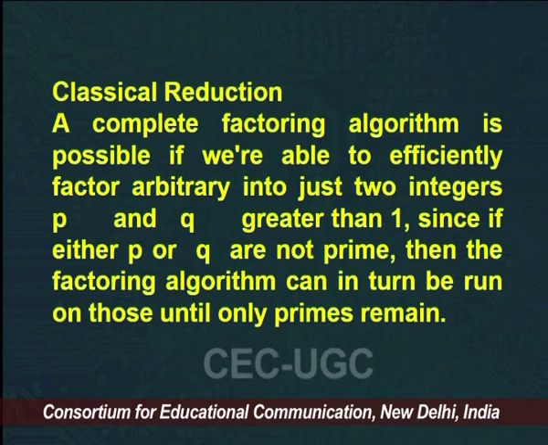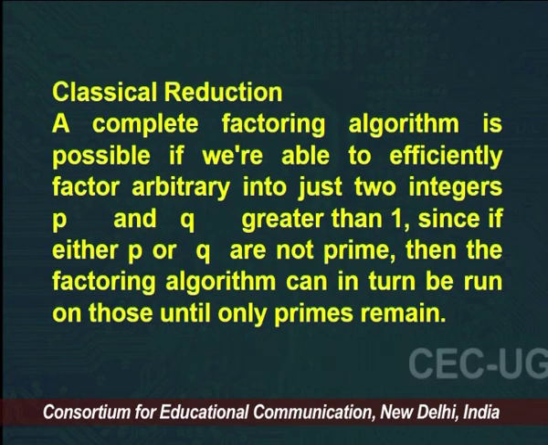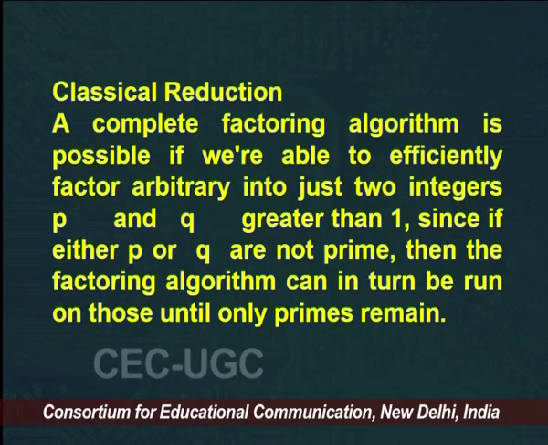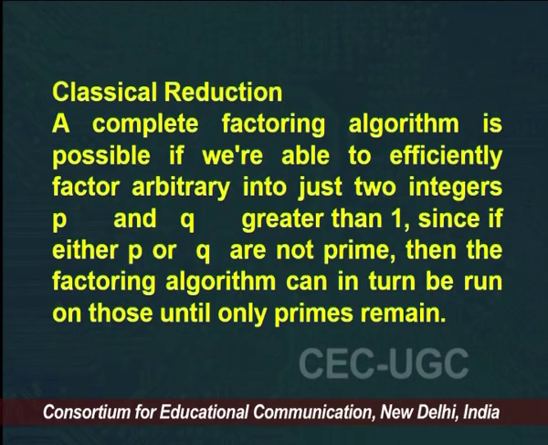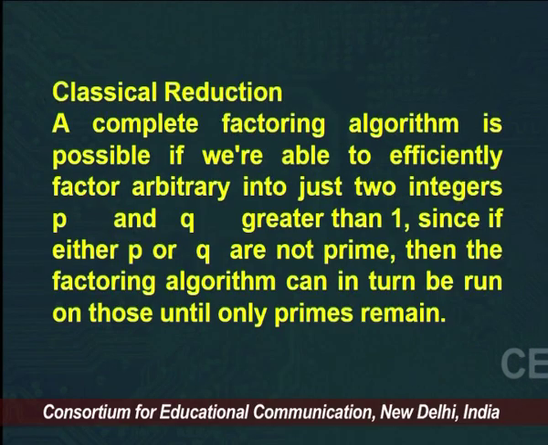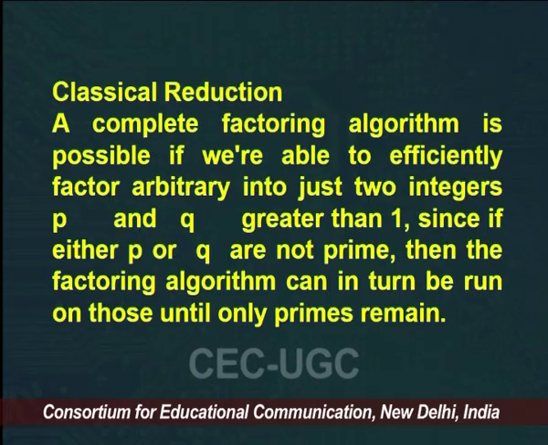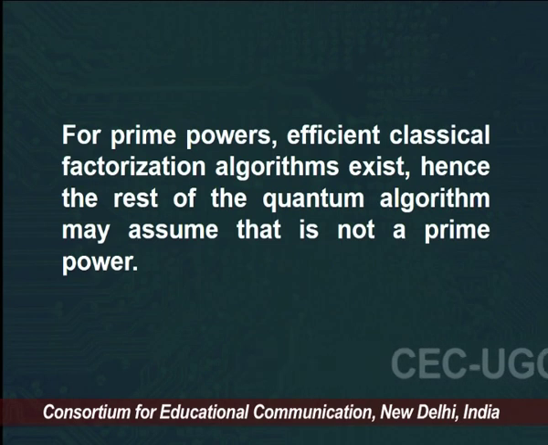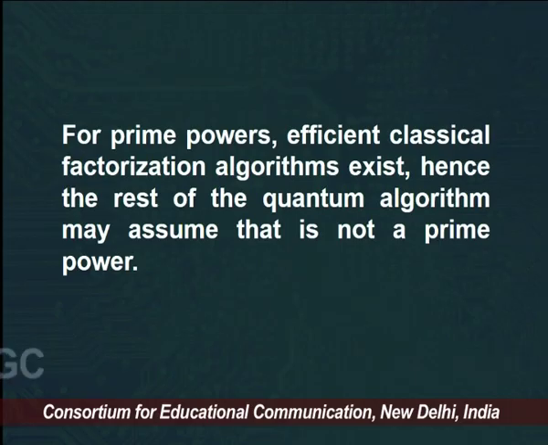In the classical reduction, a complete factoring algorithm is possible if we are able to efficiently factor an arbitrary integer into just two integers, maybe p and q, greater than 1. Since if either p or q is not prime, then the factoring algorithm can be run on those until only primes remain. So, for prime powers, an efficient classical factorization algorithm exists. Hence, the rest of the quantum algorithm may assume that it is not a prime power.